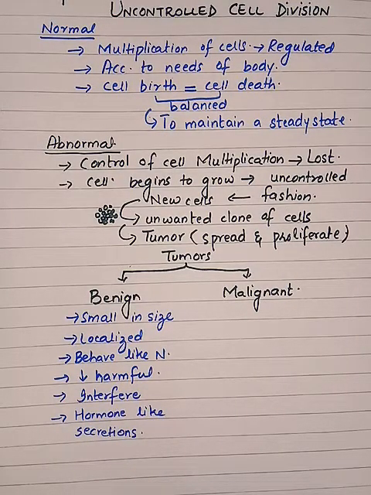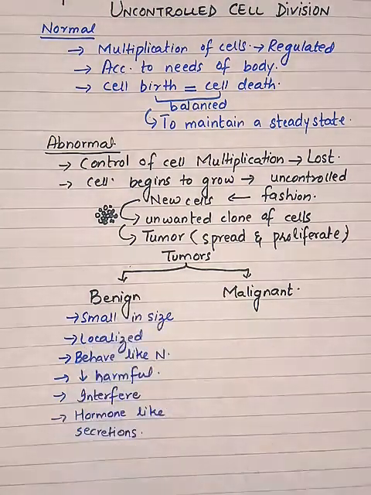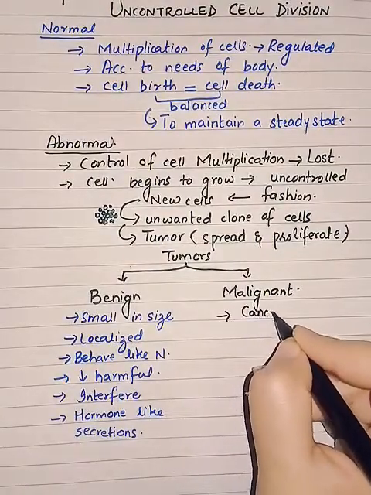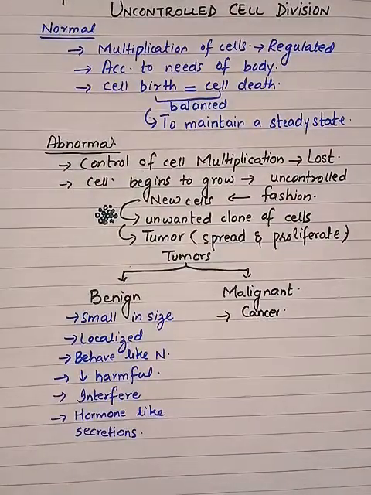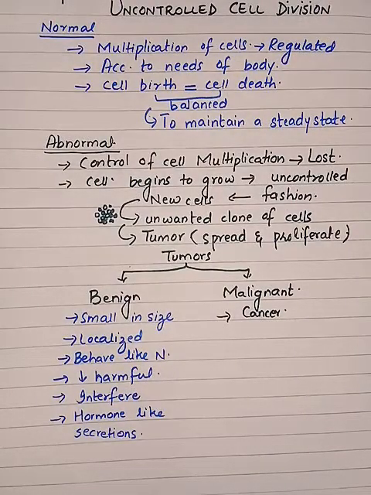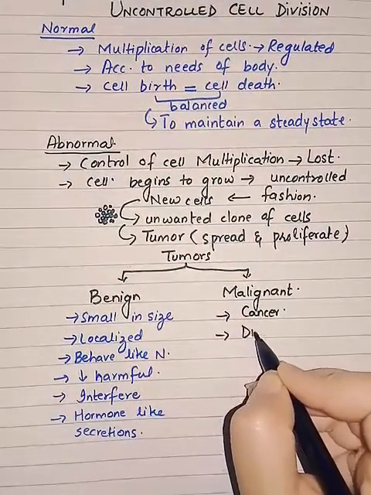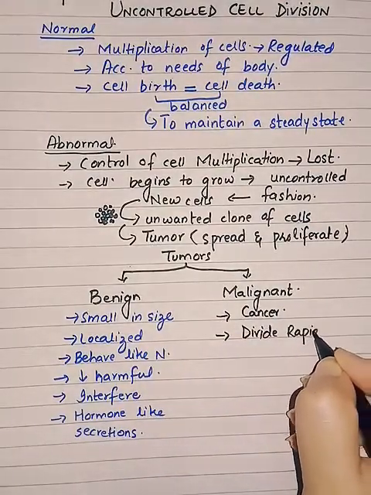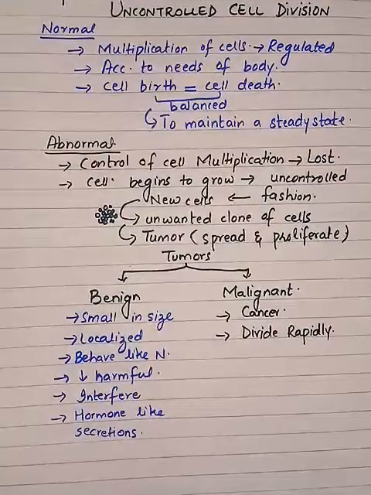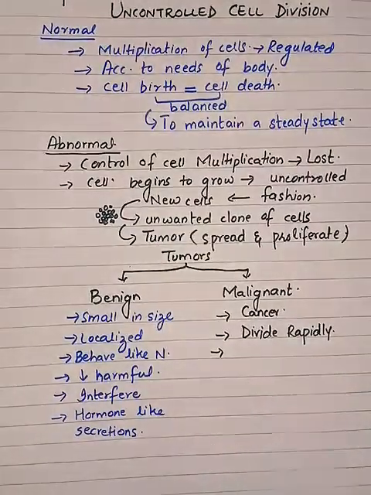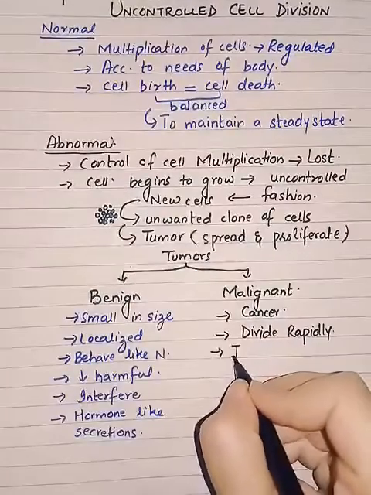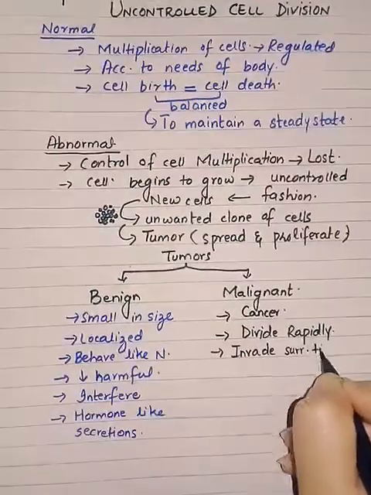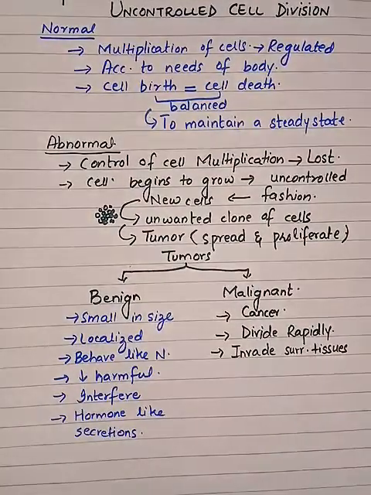Now let us talk about the malignant tumor. In contrast to benign tumors, the malignant tumor is actually cancer. When a tumor becomes malignant, this is known as cancer. They divide more rapidly as compared to benign tumors. They also move to the neighboring or surrounding tissues. They invade surrounding tissues, which is known as proliferation.